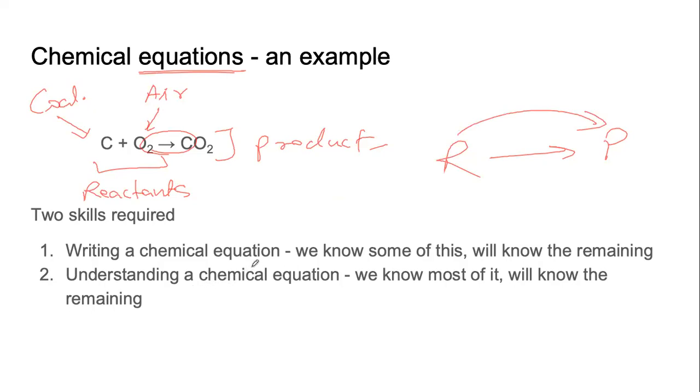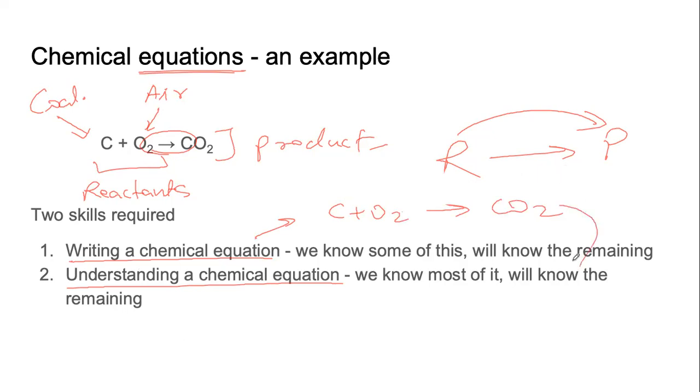Now, what we need to know with respect to chemical equations is two things. We should be able to write a chemical equation. We have already started doing this from class 5-6. Second, we need to understand a given chemical equation. What does that mean? It means that if someone tells you that carbon dioxide is produced by the combustion of coal in air, from that you should be able to write C plus O2 gives rise to CO2. This is the first part, writing a chemical equation.